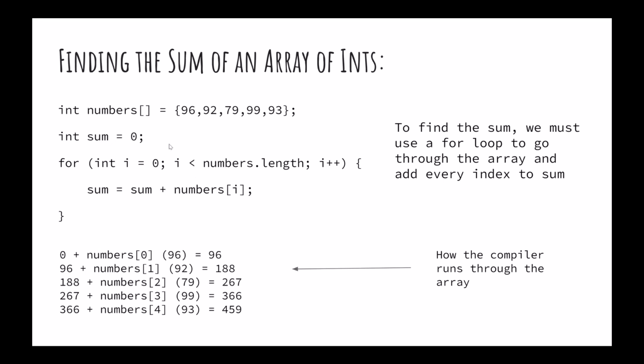Now, it's good to remember that numbers holds 5 values, 5 items, right? So this is going to run until the value of 4, because we're doing i less than numbers.length, not i less than or equal to numbers.length. So this is going to be the last time we go through the for loop. So now numbers, we're going to find the index of 4 in the numbers array, which holds 93. 93 plus the current value of sum, which is 366. 366 plus 93 will now equal 459. And that's how you find the sum of an array of ints.